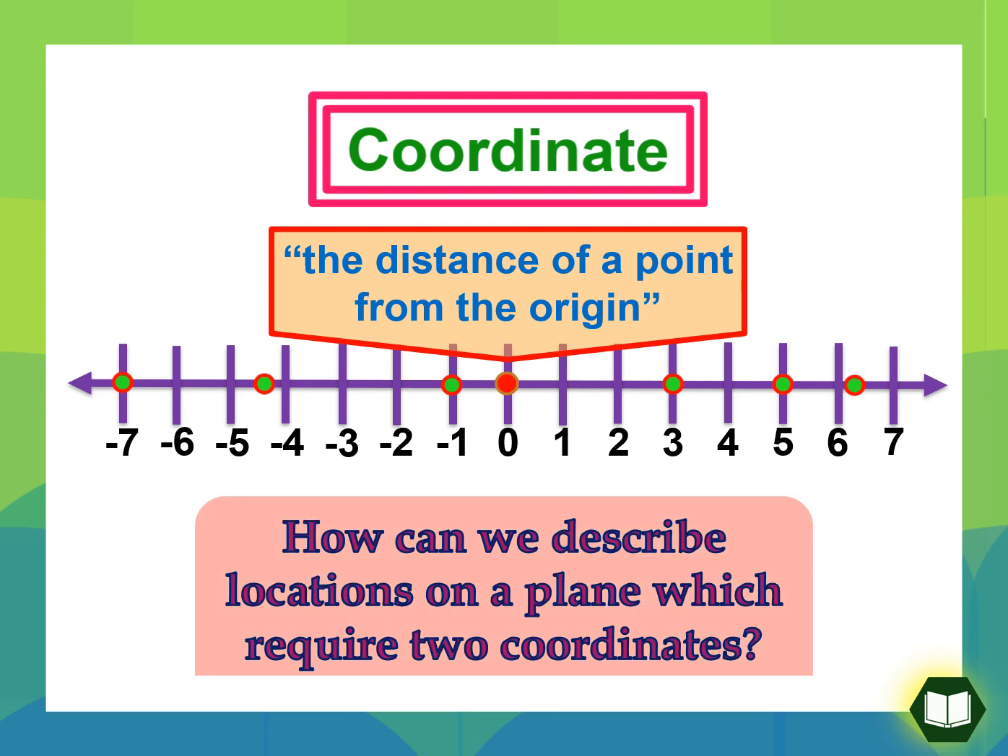How can we describe locations on a plane which require two coordinates?